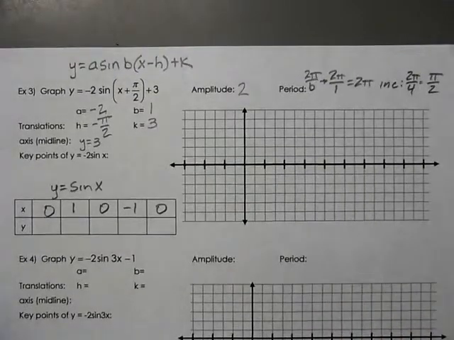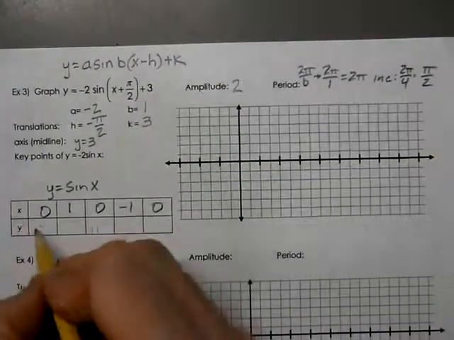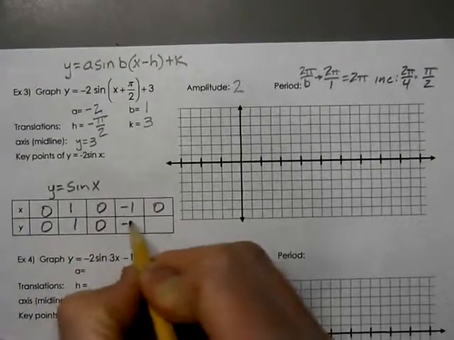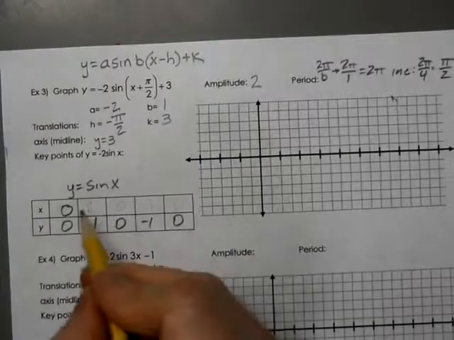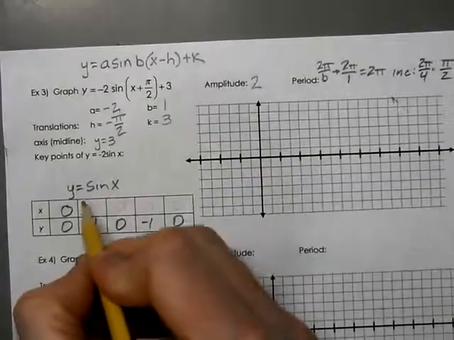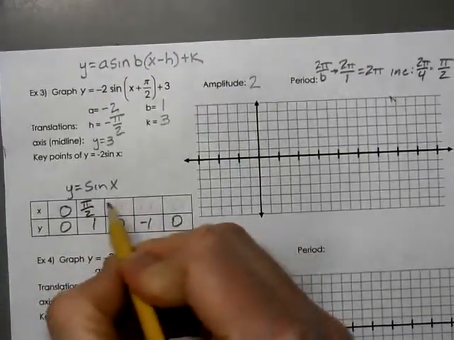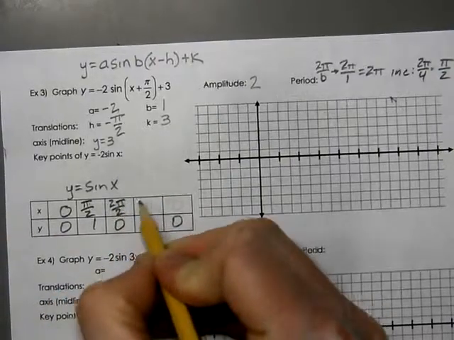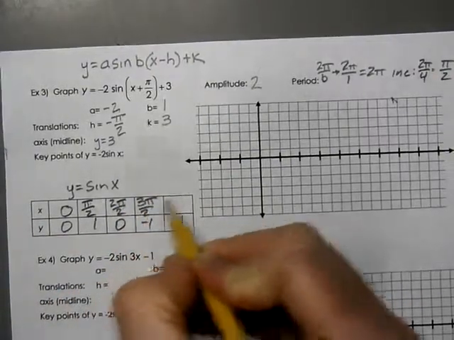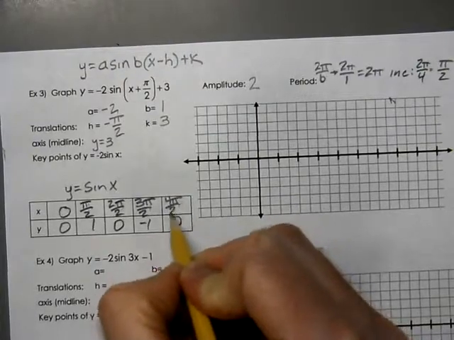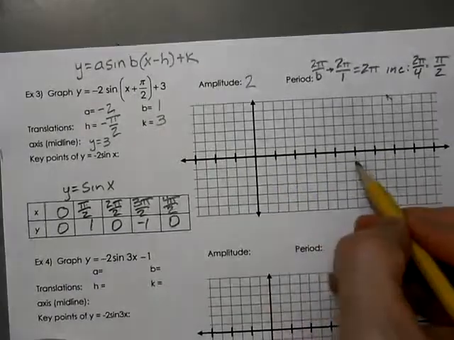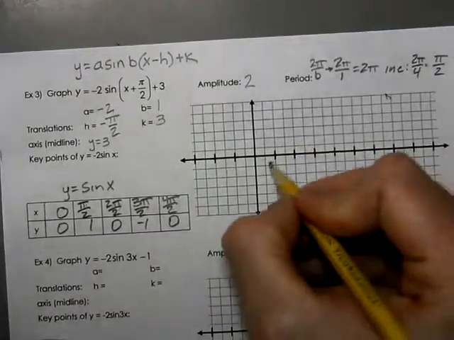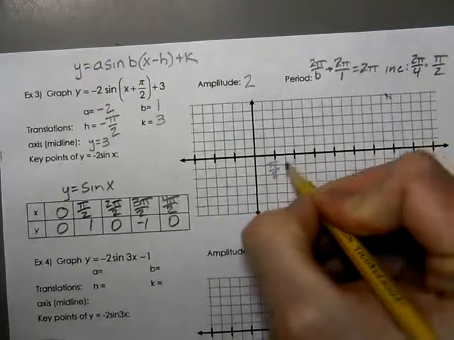Oh, I wrote that in the wrong spot. Those should be y values. Our x values should be our increments: pi over 2, 2 pi over 2, 3 pi over 2, and 4 pi over 2. You can write those out as reduced, or you can wait to reduce them until you put them on your graph. But on your graph, they should definitely be reduced.